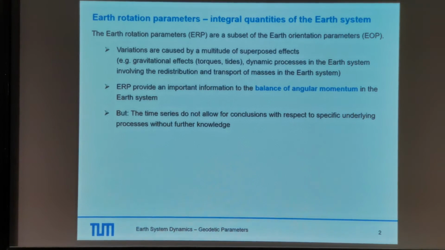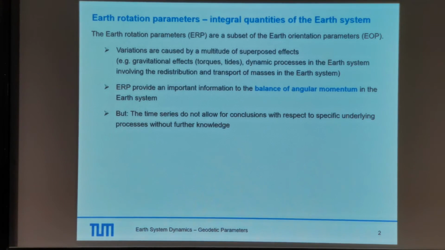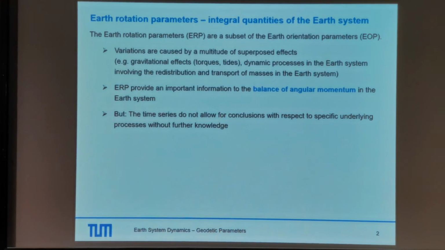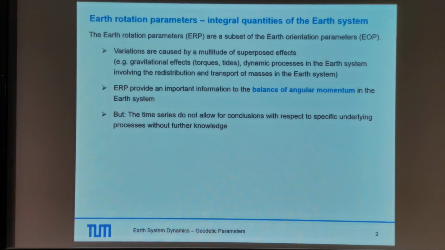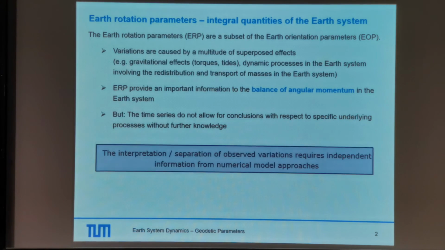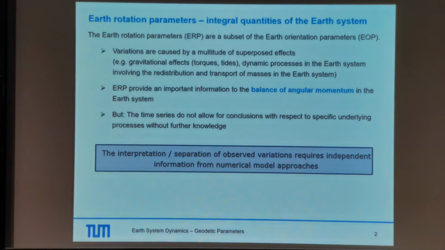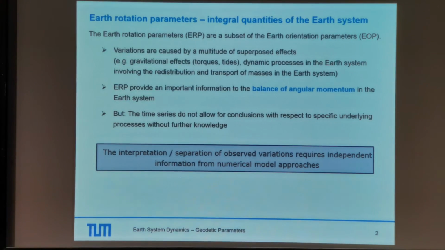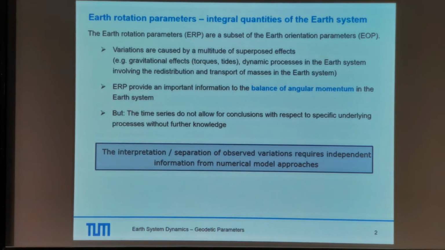So we cannot simply take an ocean model, compute the effect on the Earth's rotation, and say this is the effect of the ocean on the Earth's rotation, because we have correlation and coupling mechanisms in between the different subcomponents. And that's why the interpretation and separation of these observed variations requires independent information from numerical model approaches. That's what we will learn a little bit today.